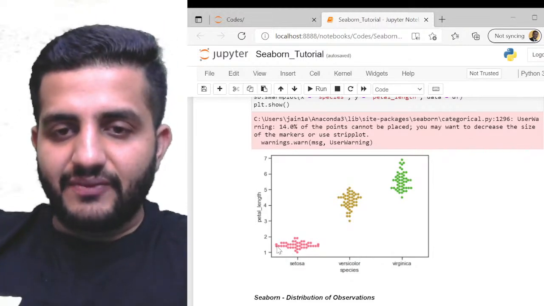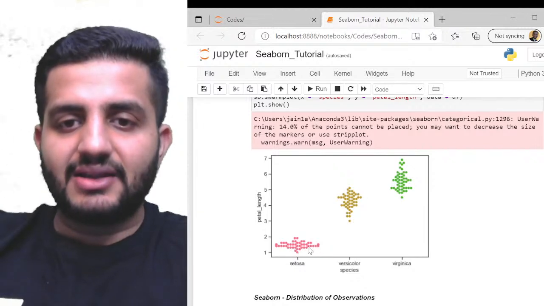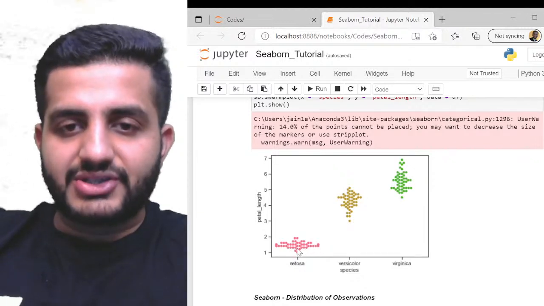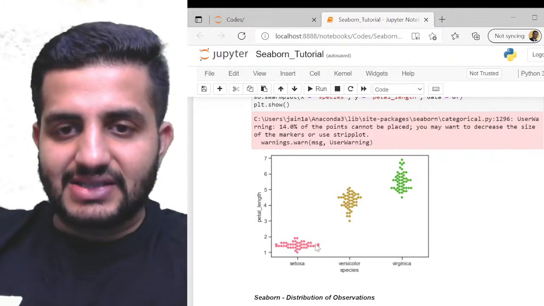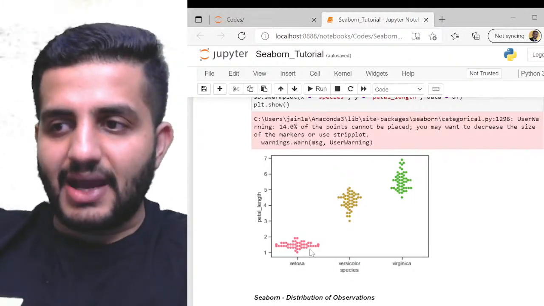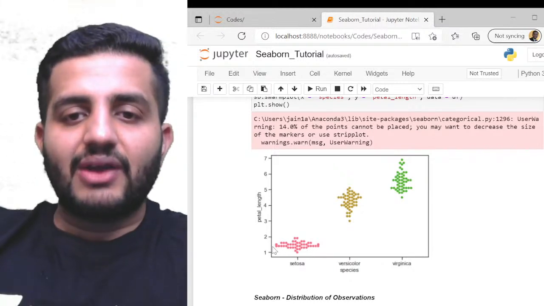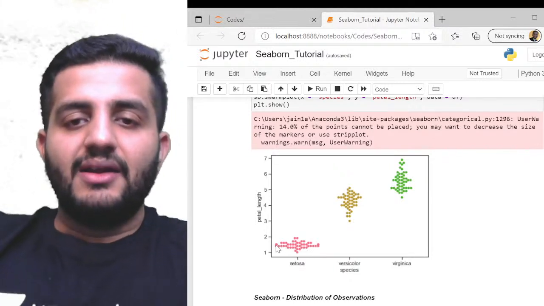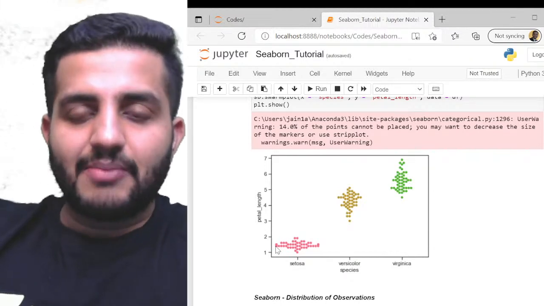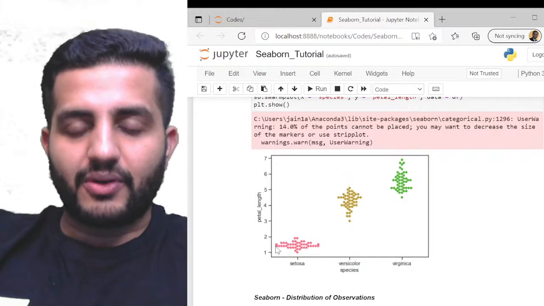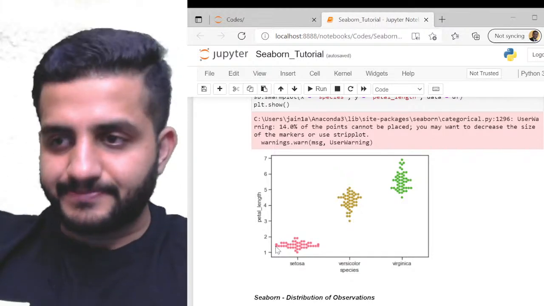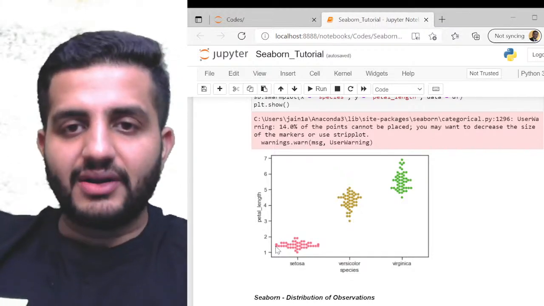So here, when the width is high, it means that the number of observations is high. For Setosa, you can see this is the area where the number of observations is the max, and the value is around 1.4. So I would say that Setosa has the maximum number of observations whose petal length value is 1.4. Is that point clear, Sandeep?